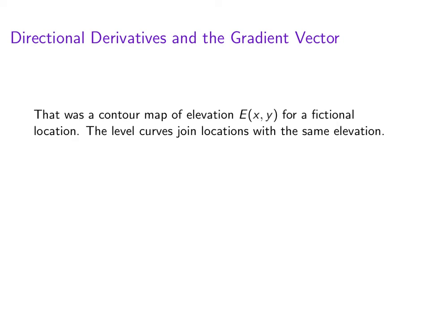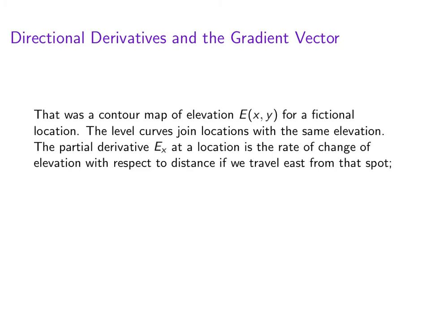So we're going to say that we have a contour map of elevation e of x, y for some fictional location. The level curves join locations with the same elevation. The partial derivative e sub x at some location is the rate of change of elevation with respect to distance if we travel east from that spot. So if you're standing somewhere and you start walking east, you will either slope up or slope down, and whatever that slope is, that's what the partial derivative is.